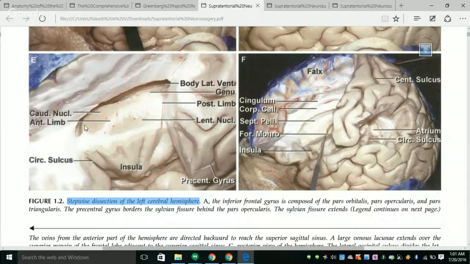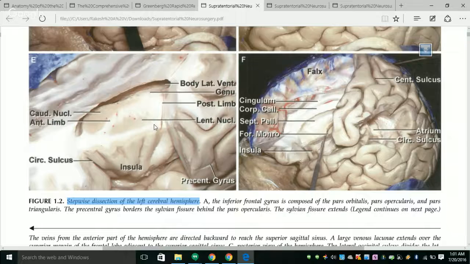The lentiform nucleus is exposed deep to the insula and is separated from the caudate nucleus by the anterior limb of the internal capsule. So we can see the white matter separating the lentiform nucleus and the caudate nucleus by the anterior limb of the internal capsule. The circular sulcus surrounds the insula, which is also gray matter.